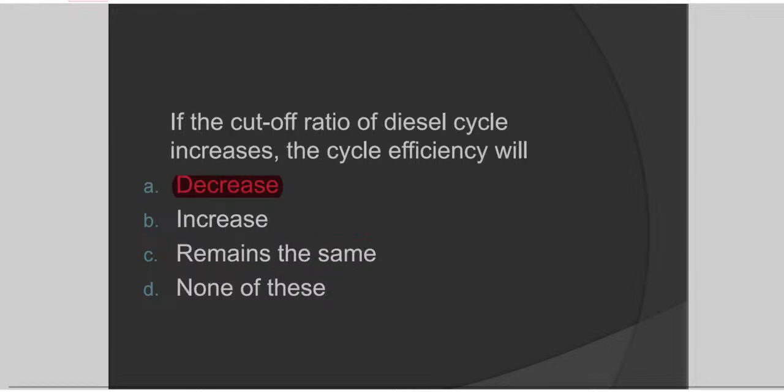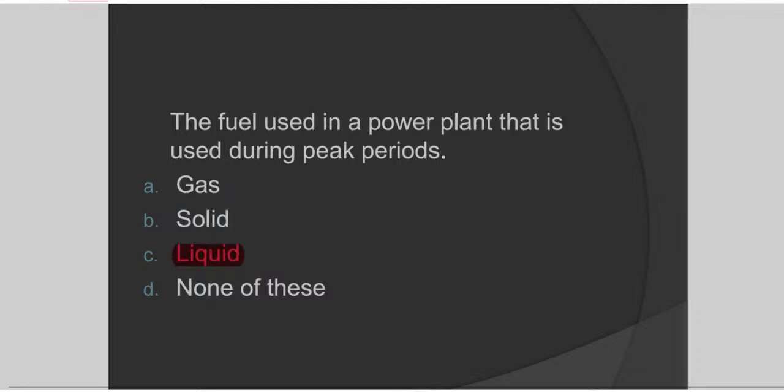If the cut-off ratio of diesel cycle increases, the cycle efficiency will: A. Decrease. B. Increase. C. Remain the same. D. None of these. The fuel used in a power plant that is used during peak periods: A. Gassy. B. Solid. C. Liquid. D. None of these.